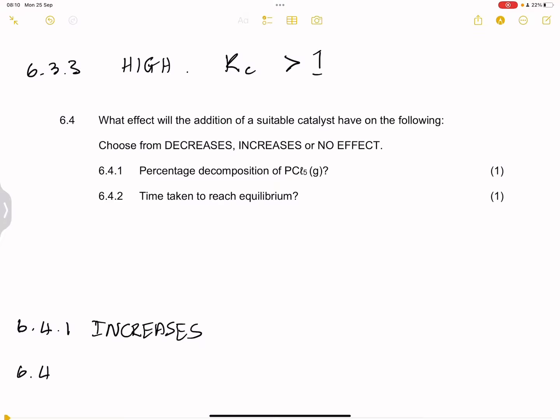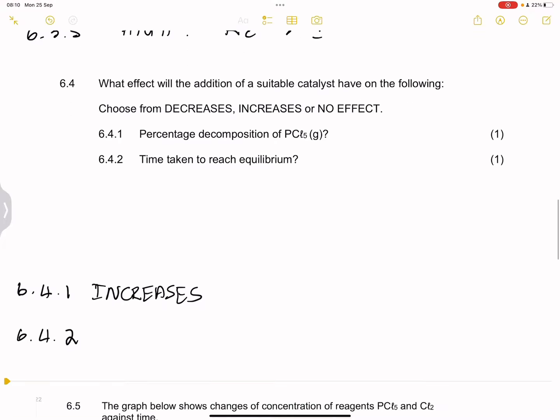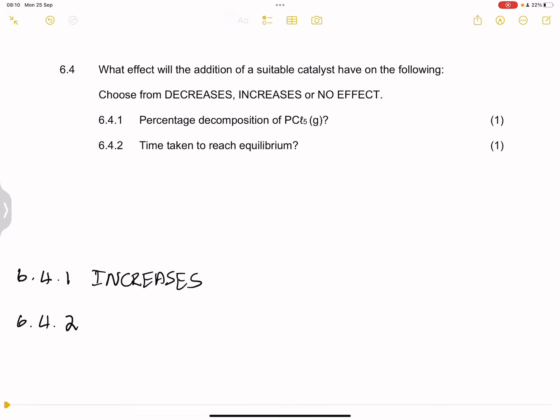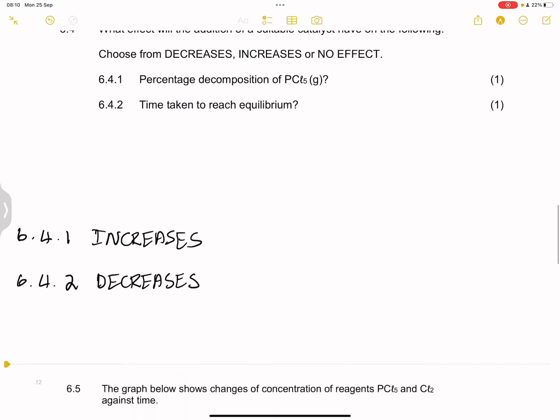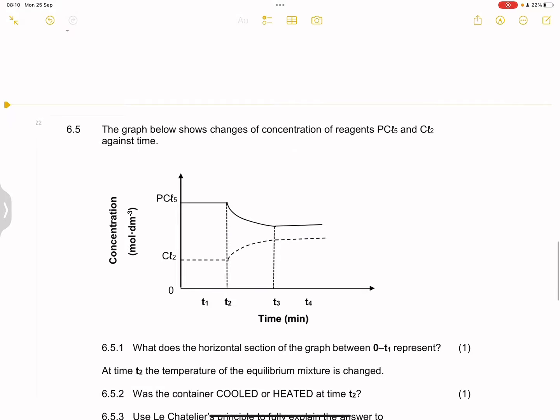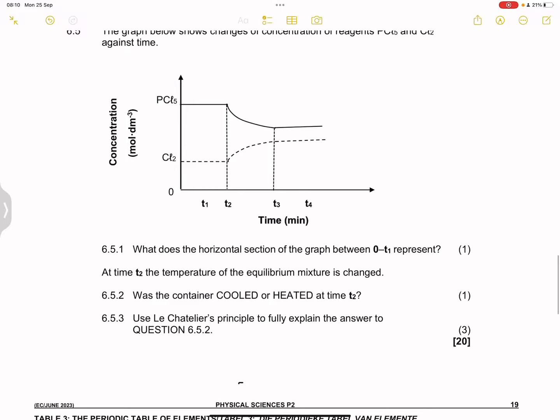All right, and 6.4.2, they say the time taken to reach equilibrium. Okay, so remember, again, we are increasing the rate of the reaction, so which means that the time that it takes to reach equilibrium will become shorter. Okay, so just be careful of that. So that time decreases. Okay, so meaning that we reach equilibrium much faster. All right, so let's go on to the last part of this question.